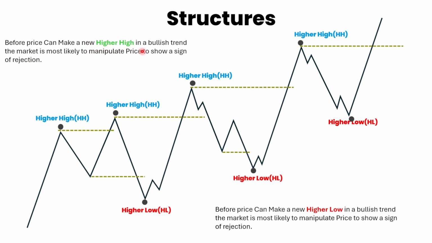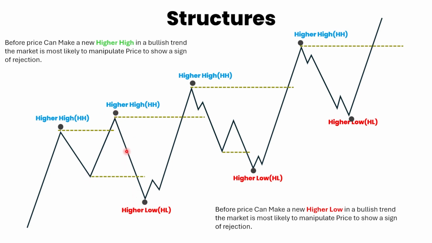Before price can make a new higher high in a bullish trend, the market is most likely to make a manipulation to show a sign of rejection. What I mean is that before price can make a new higher high around this area, before we can have a new lower low around this area, price will make a rejection to show that this bullish move has ended. We need to retrace back to the downside.